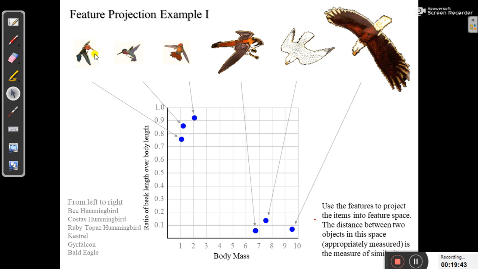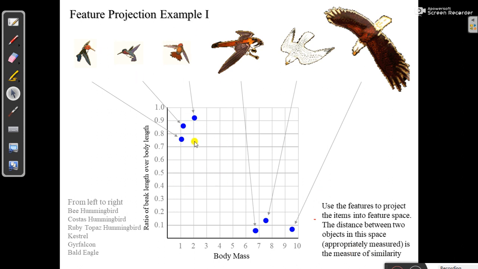Here you can see, suppose we want to project these objects, or you can say birds, in this feature space. From left to right: bee, hummingbird, Costa's hummingbird, ruby topaz hummingbird, kestrel, gyrfalcon, bald eagle. They are placed here according to body mass and according to the ratio of beak length over body length. So we use features to project the items into feature space. The distance between two objects in this space is a measure of dissimilarity. In that way we can measure the similarity of any two birds.